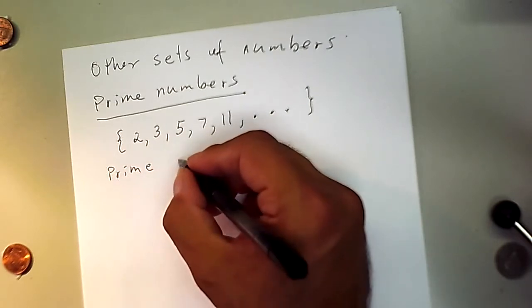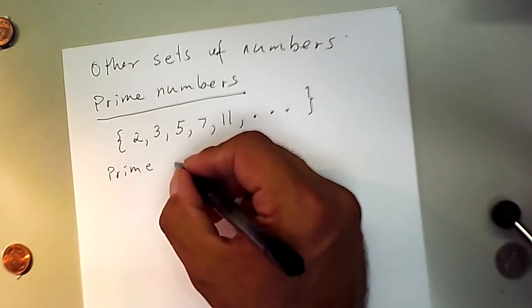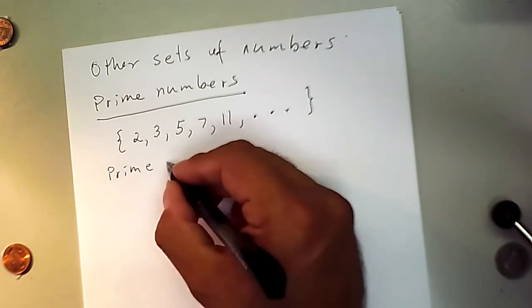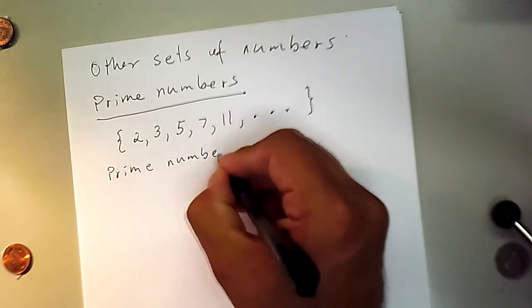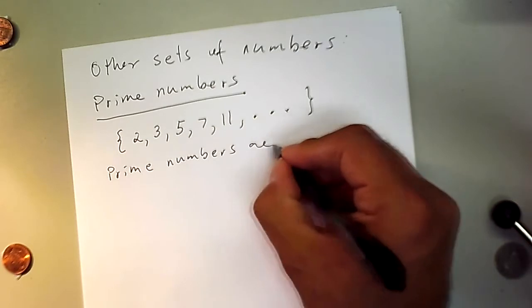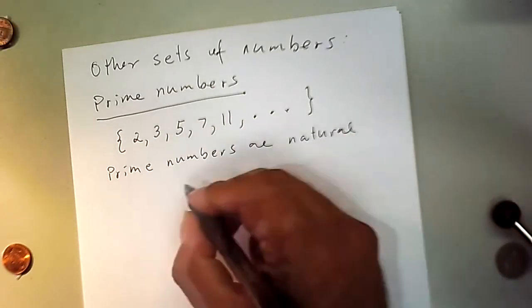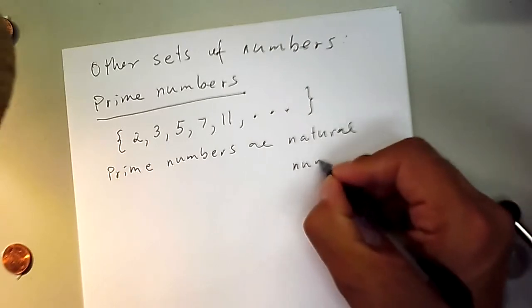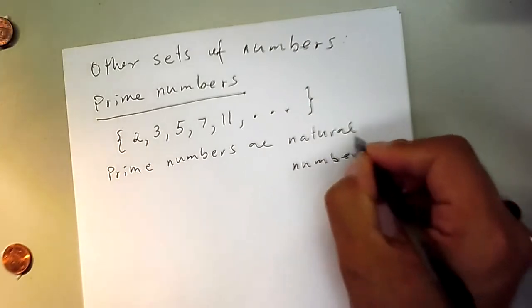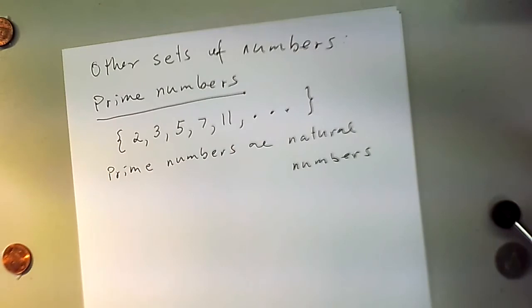Prime numbers are natural numbers. But natural numbers are not prime numbers. So we have to be careful with that.